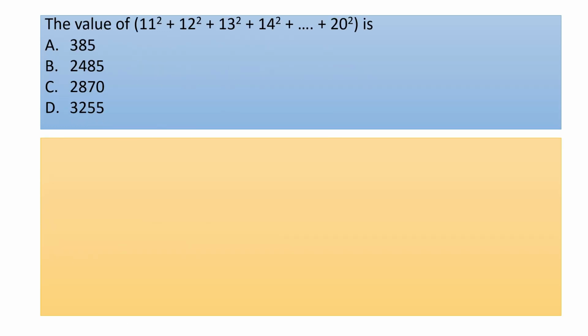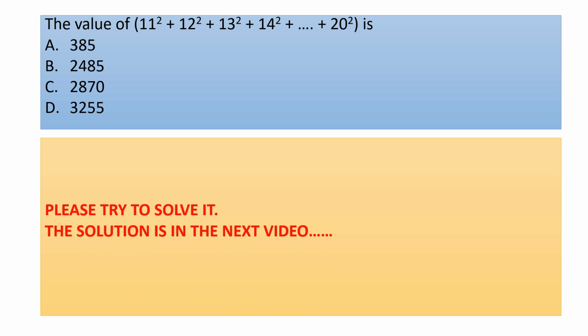And there is one more exercise problem for you. Please try to solve this problem as well. The value of 11 square plus 12 square plus 13 square plus 14 square plus up to 20 square. And the options are, option A is 385 and option B is 2485. Option C is 2870 and option D is 3255.